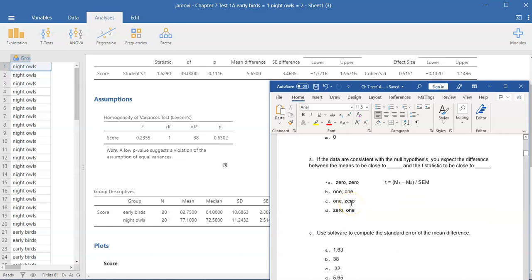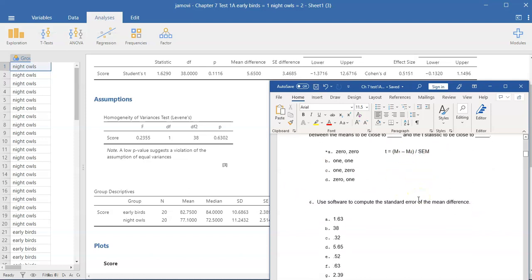Next question, if the data are consistent with the null hypothesis, you'd expect the difference between the means to be 0, and you'd expect the t-statistic to be 0. To help explain that, I've typed the equation for the t-test right here. Well, the numerator is the mean difference. If the null is true, the null is expecting that the two groups won't be different. So if you subtract the two means, you'll get a 0. And then if the numerator, the mean difference, is 0, then no matter what the denominator is, the t-test is going to be 0. So that's the logic there.